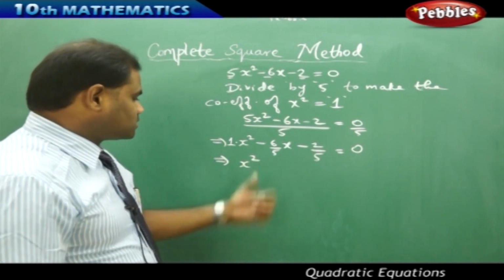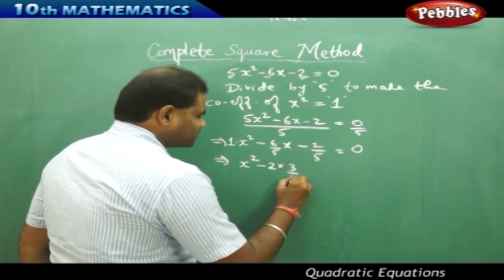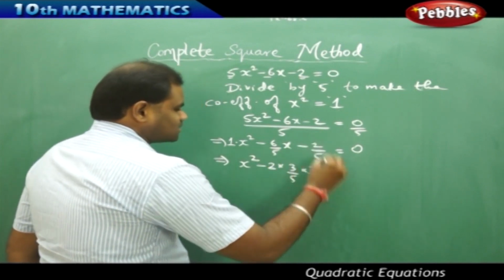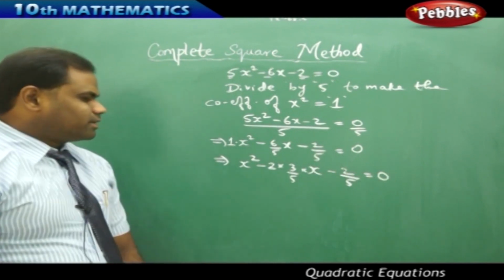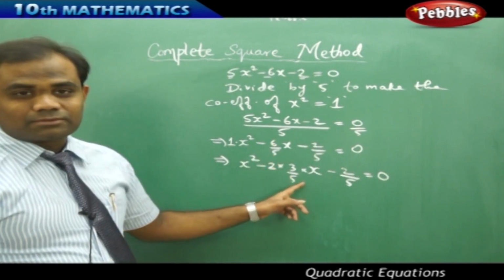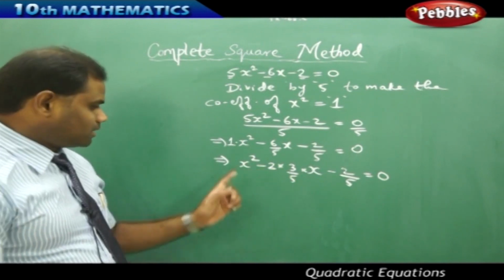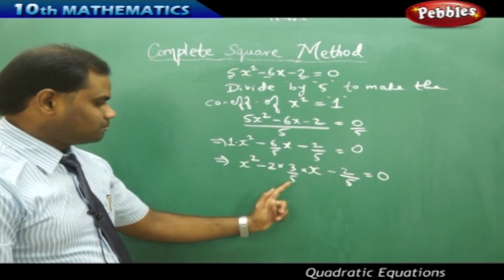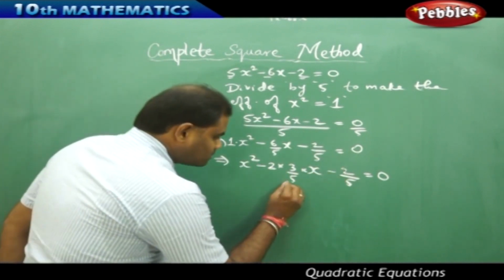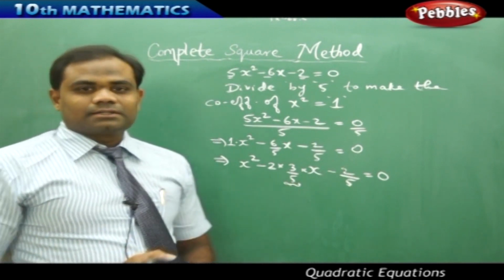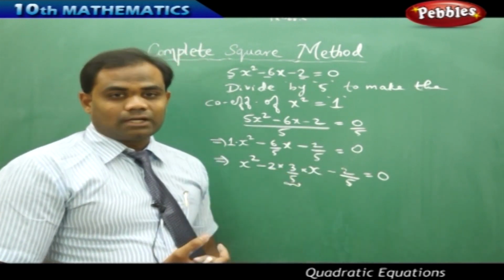So therefore I have x square minus 6 over 5 x, which I can write as 2 times 3 by 5 into x, minus 2 by 5 equal to 0. The reason why I split this 6 into 2 times 3 is because I want to reduce this into the form a square minus 2ab, and b square is the term missing out there. Therefore, this being b, I add and subtract the b square term so that I get a complete square. So let's see how we can do that.